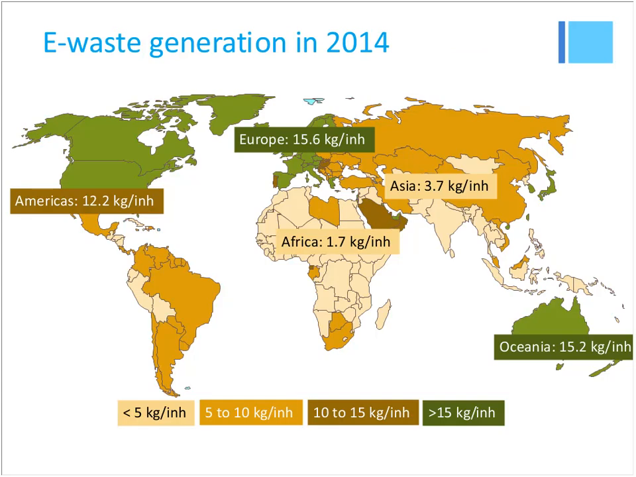If we look at the kilos per inhabitant, no surprise, it's Japan, Europe, the Americas and Australia that are, let's say, the biggest consumers per capita, followed by Latin America and Asia, and then Africa.